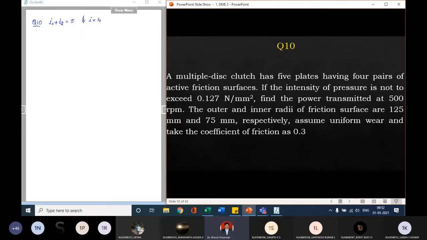If the intensity of pressure is not to exceed 0.127 Newton per mm square, so once again p is 0.127 Newton per mm square. Find the power transmitted at 500 rpm. Power transmitted, obviously at 500 rpm, small n is 500 rpm, and we have to find capital N. Now, the outer and inner radii of friction surfaces are 125 mm and 75 mm. What is this?